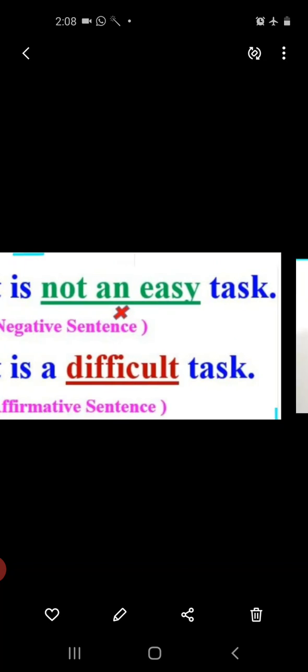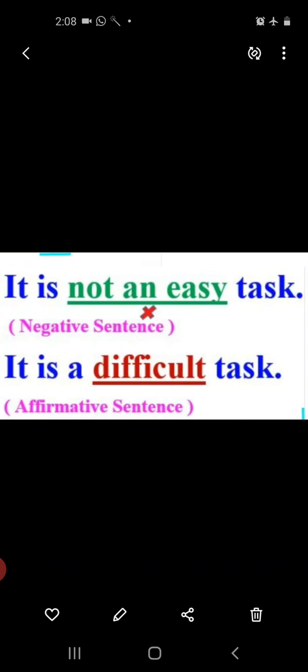Okay, move on to the next. Now, here we are changing the negative to affirmative. It is not an easy task. This is a negative statement. Now, change it into affirmative without changing its meaning. So, in place of easy, we have used here difficult. The antonym of the word easy is difficult. So, what is the sentence? It is a difficult task.